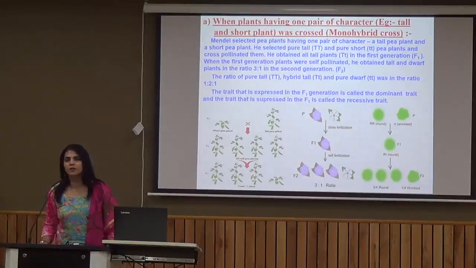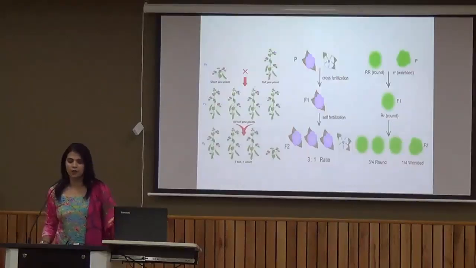As per this particular law, the traits which are able to express themselves in F1 generation, they are known as dominant trait, and the trait which are not able to express themselves in F1 generation but they reappear in F2 generation, they are known as recessive trait. So this is about monohybrid cross.